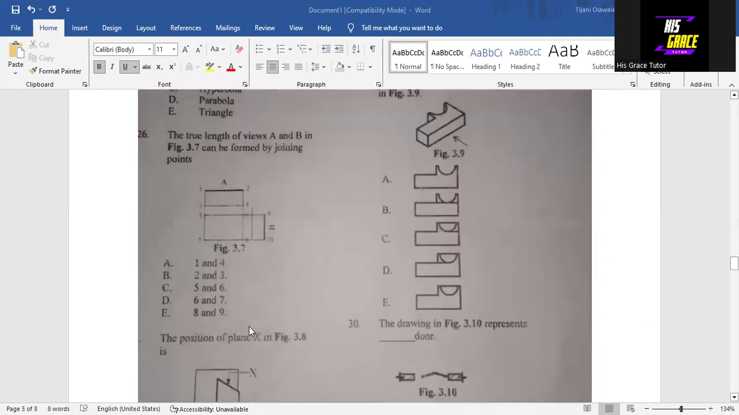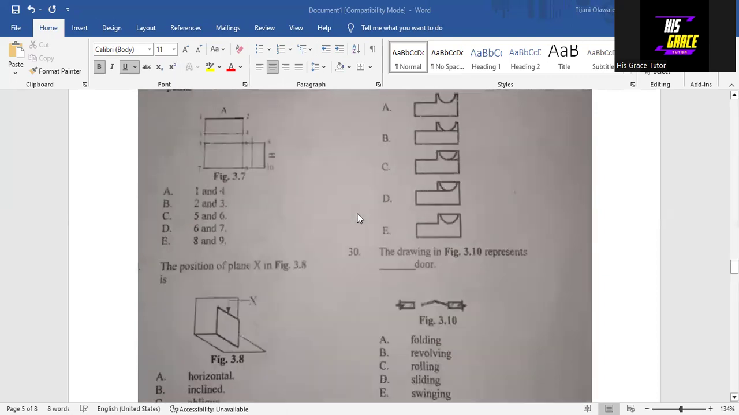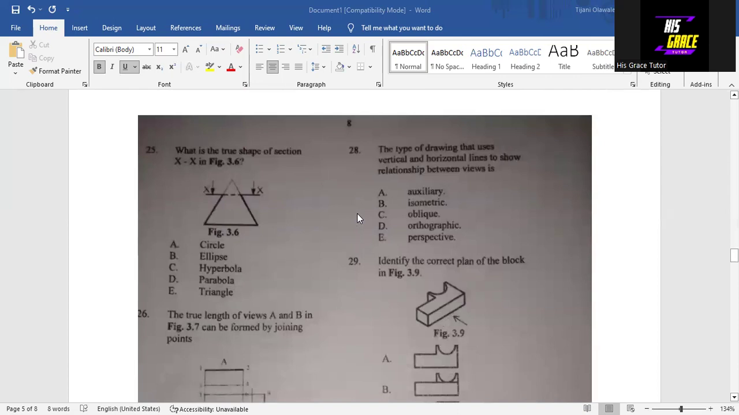Then move to question 27. It says that the position of plane X in figure 3.8 is vertical. So it is placed vertically on the horizontal plane. That is its position. Then question 28. The type of drawing that uses vertical and horizontal lines to show relationship between views is orthographic projection.